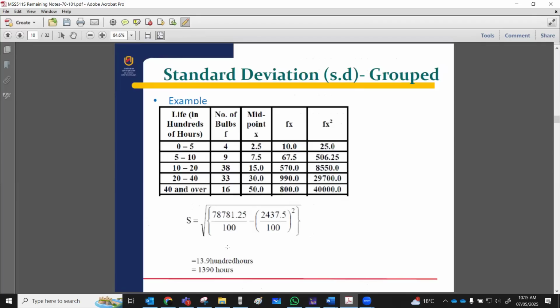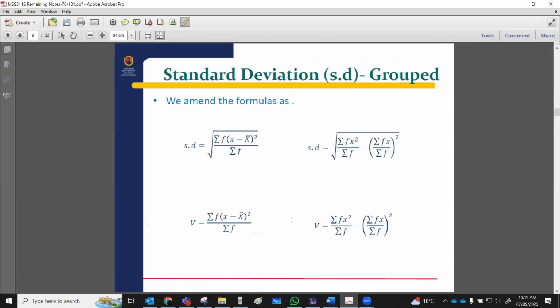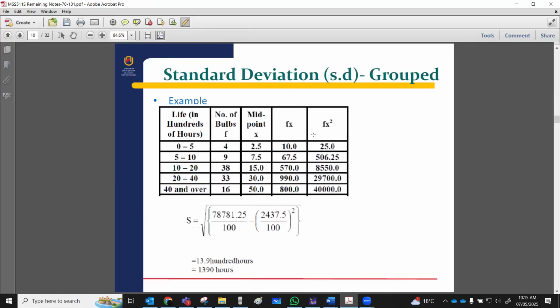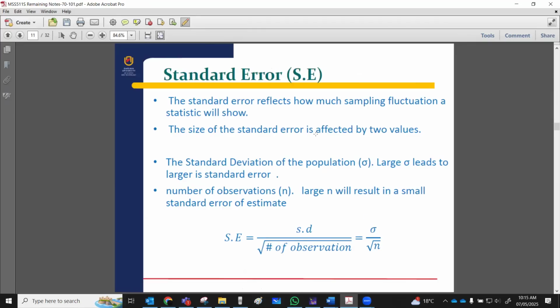So 13.9 hundred hours is 1,390 hours. And this was done with the other formula. So whichever formula you use, you should still get exactly the same answer. So that is on the standard deviation.